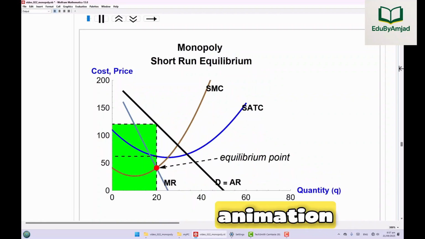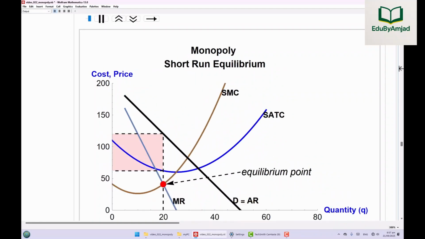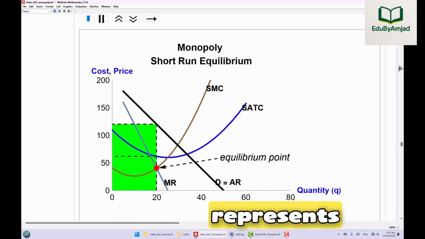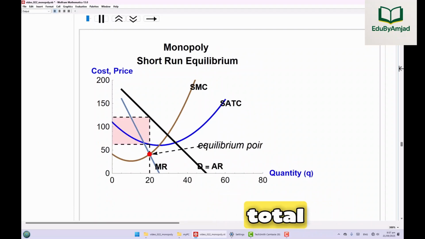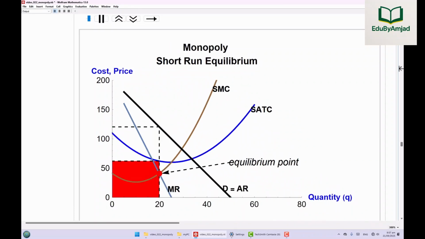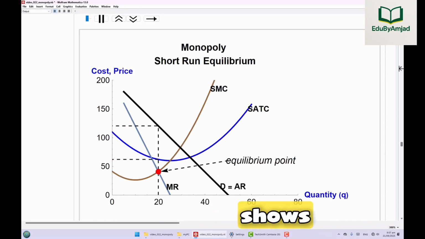Finally, this animation brings everything together. The light red rectangle represents profit. The green rectangle shows total revenue. And the dark red rectangle shows total cost.